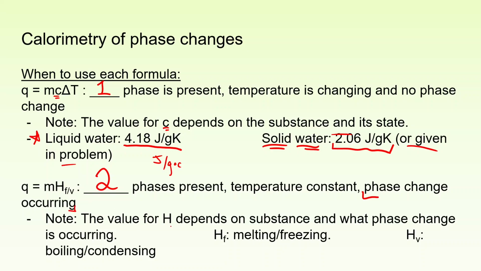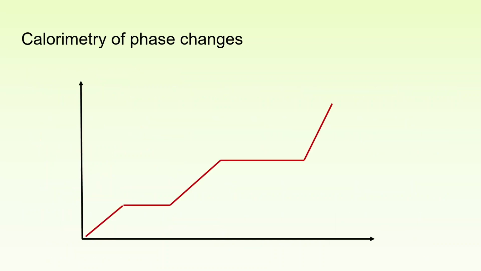All right, another note. The value for H depends on the substance and what phase change it's going through. Most of the time, we'll be dealing with water. So if it's melting or freezing, you use the Hf. If it's boiling or vaporization or condensing, you use the Hv value, which you can find on the front of your reference tables. All right.